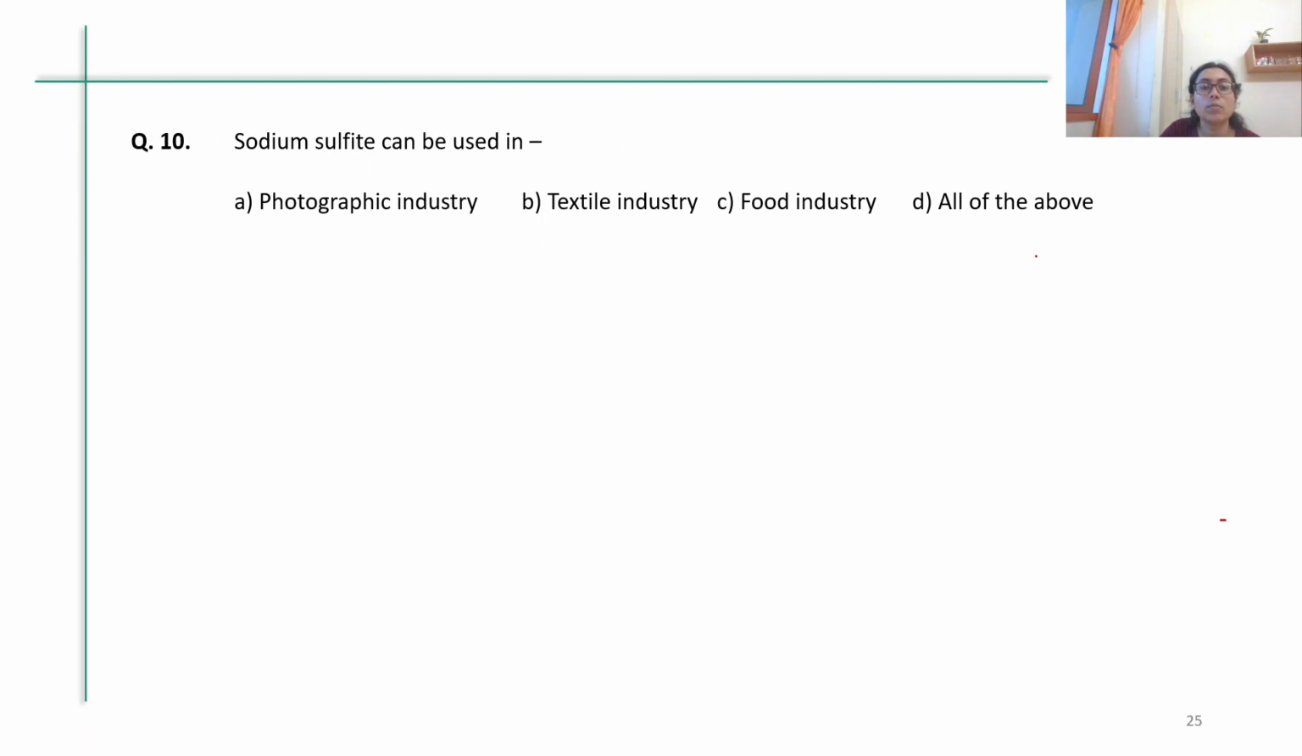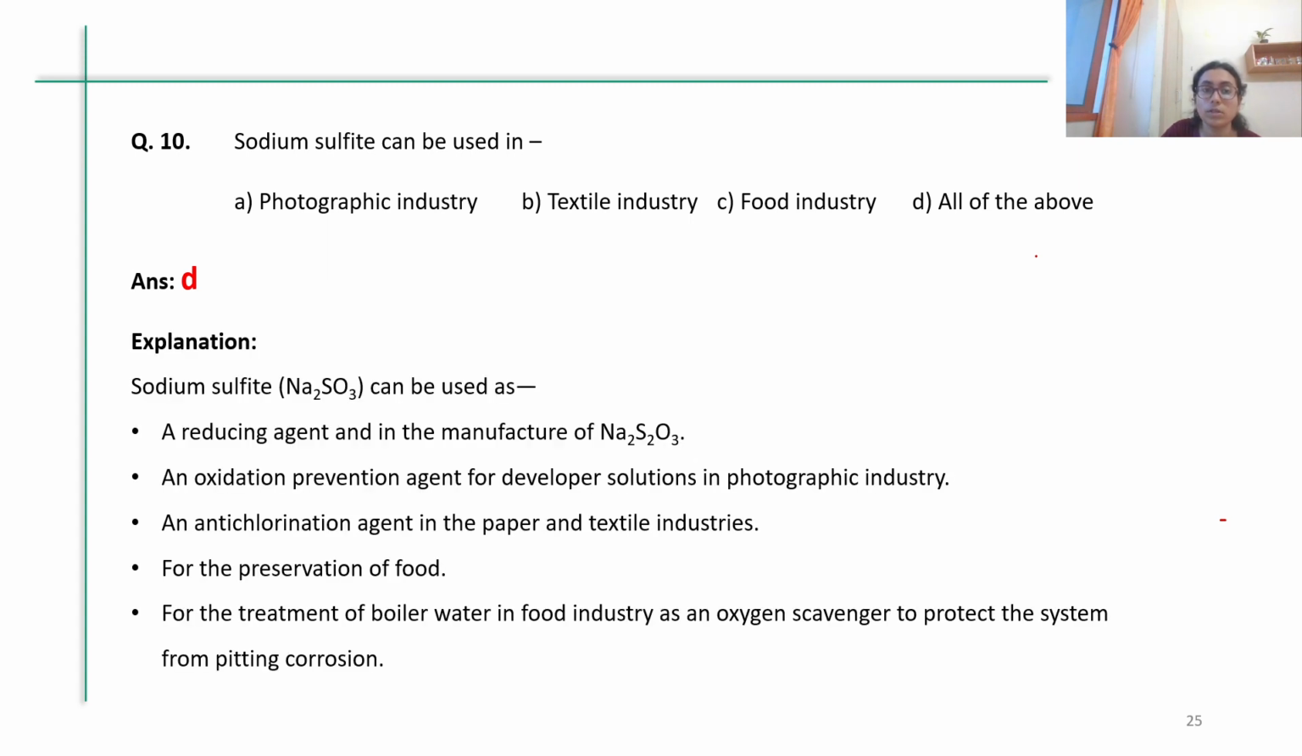Then some more sulfur compounds: sodium sulfite. It is used in the photographic industry, textile industry, food industry, all of the above. The correct answer is all of the above. Sodium sulfite is a very important compound having the chemical formula Na2SO3. It is basically a reducing agent, and it can be used in the production of some other compounds like Na2S2O3. This is called thiosulfate, right?